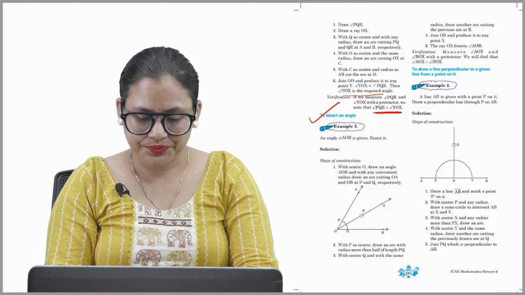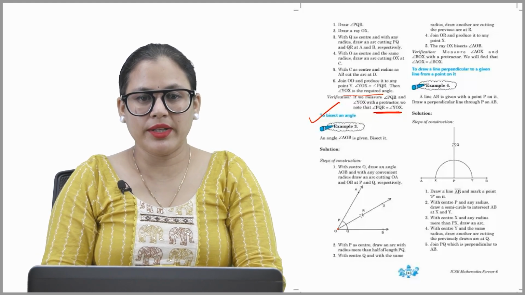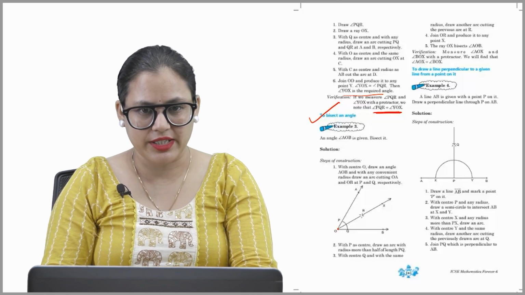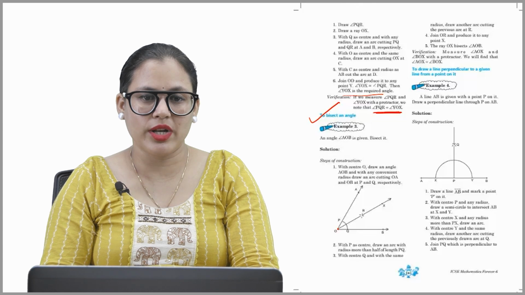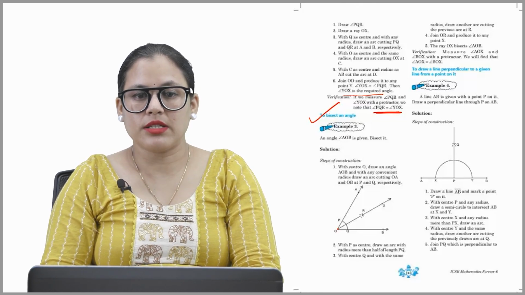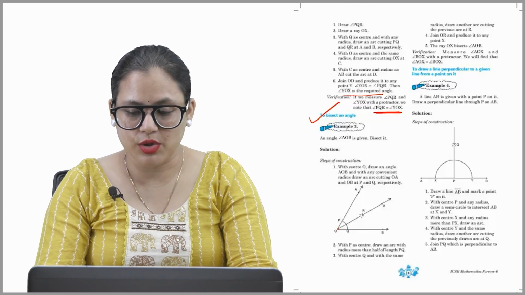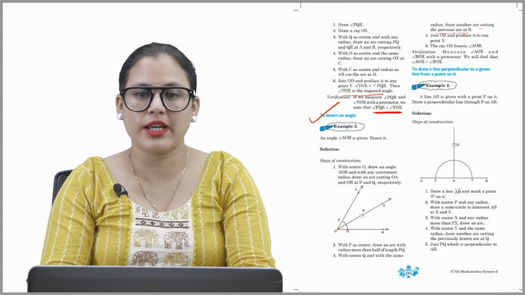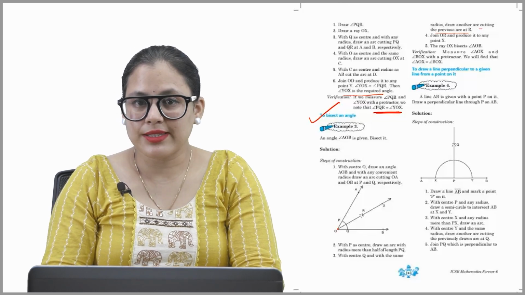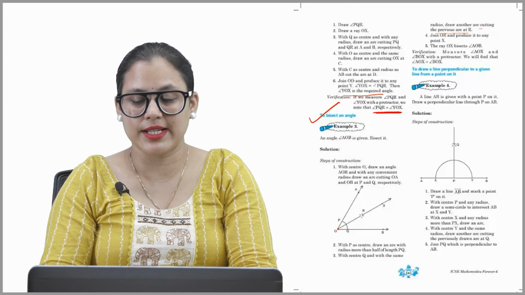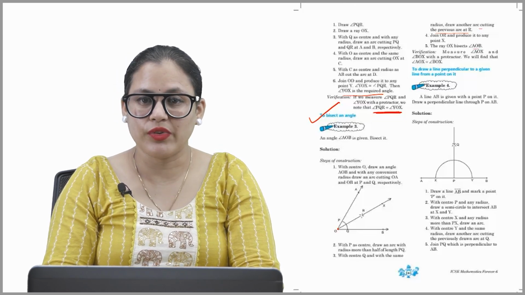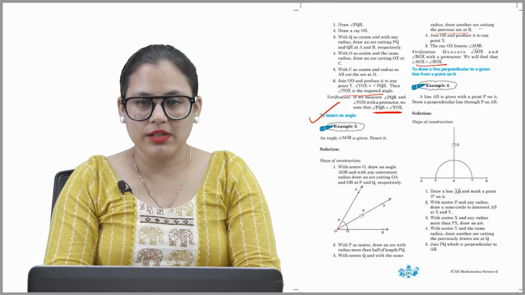With center O, draw an arc with any convenient radius cutting OA and OB at points P and Q respectively. 2, with P as center, draw an arc with radius more than half of the length of PQ. Number 3, with center Q and with the same radius, draw another arc cutting the previous arc at R. Number 4, join OR and produce it to any point X. 5, the ray OX bisects angle AOB. Verification: measure angle AOX and BOX with the protractor. We will find that angle AOX is equal to angle BOX.